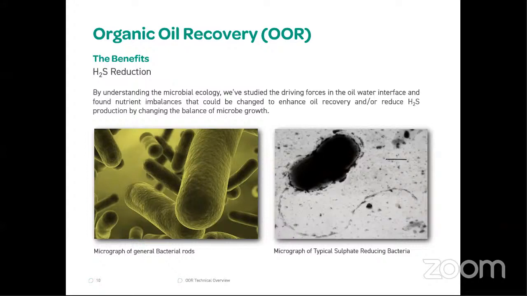These bacteria, the SRBs, produce the H2S, and H2S is a very dangerous gas in the oil reserve, and it can cause a lot of corrosion deep down, and it's also not good safety-wise. So with organic oil recovery, the good bacteria basically eliminate the SRBs, and the SRBs finally die in the reservoir, and then there is no H2S. So automatically the H2S will reduce.